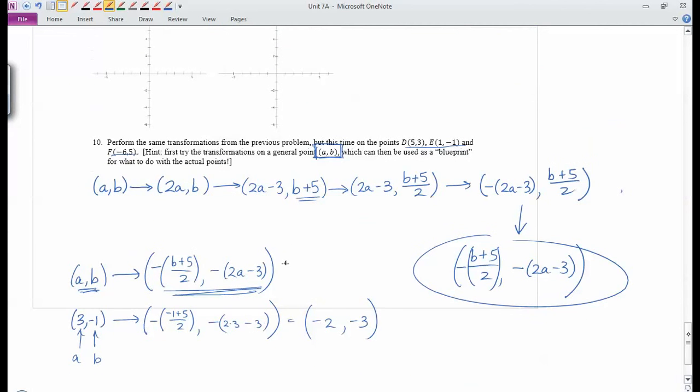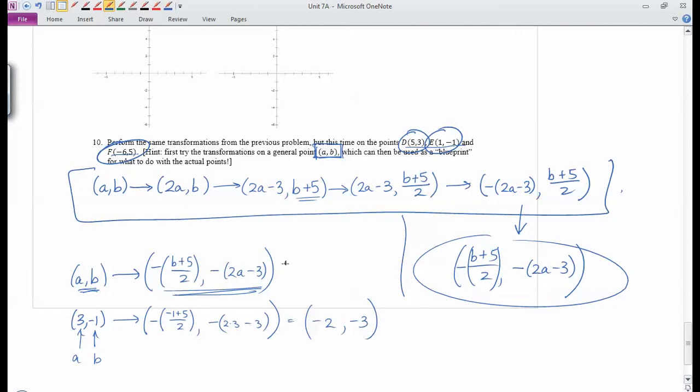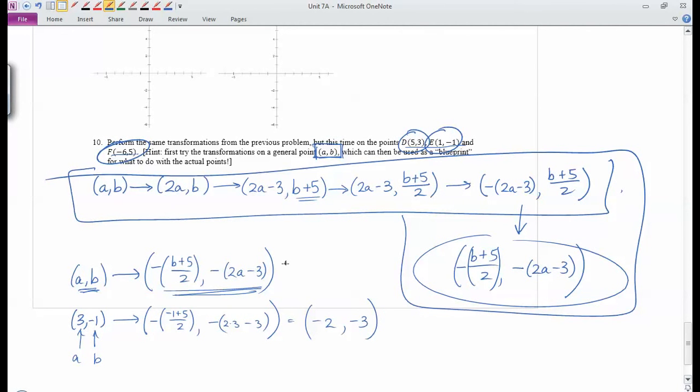So if you had to do it several times, and in this case we were going to do it with these 3 points, but we ran out of time in class, the idea is you can just do it once with the general point and then use that as your blueprint for how to plug in any point that you want and see where it ends up. Okay, so I hope that helps a little bit, and I'll see you guys in class.